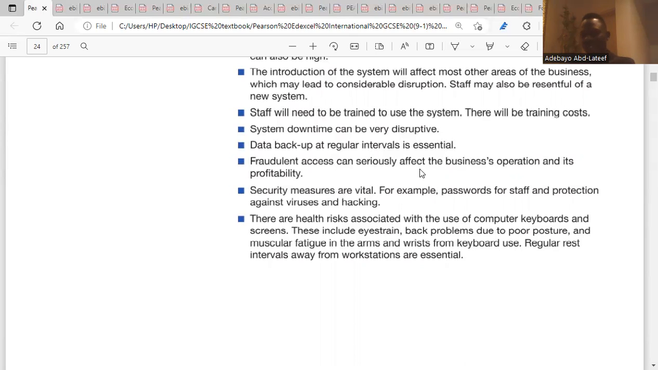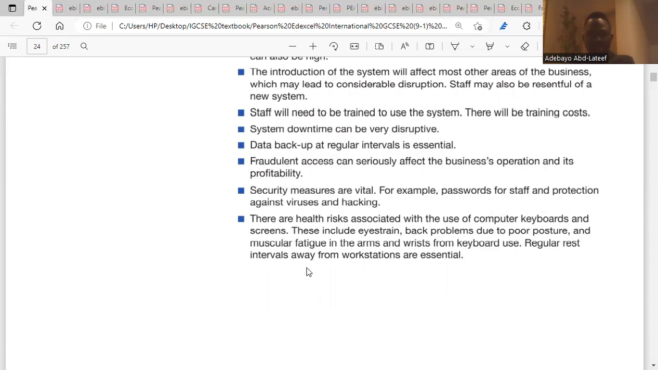Fraudulent access can seriously affect the business operations and its profitability. People can hack it, cybercrime, and the rest. These things can affect your profitability and also affect your business. Security measures are vital. For example, password for staff and protection against virus and hacking. So it's important you secure it. If not, everyone has access to it, which might be a disaster for your company.